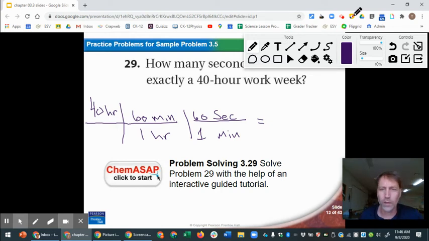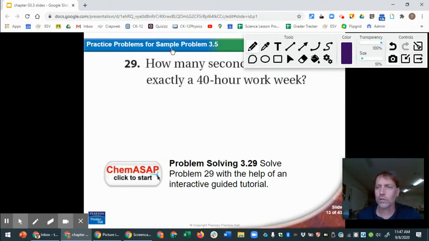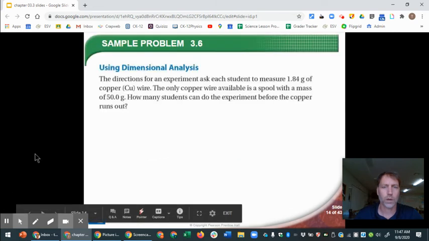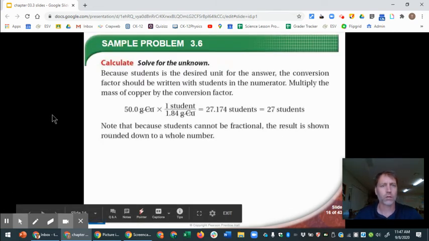And that's going to be 144,000 seconds in 1 week, or 1.44 times 10 to the 5th seconds. Okay? So it makes sense that a 40-hour week would have a lot of seconds in it. So I hope that makes some better sense to you as you're doing conversions. Okay? So it's a little bit of our conversion analysis.